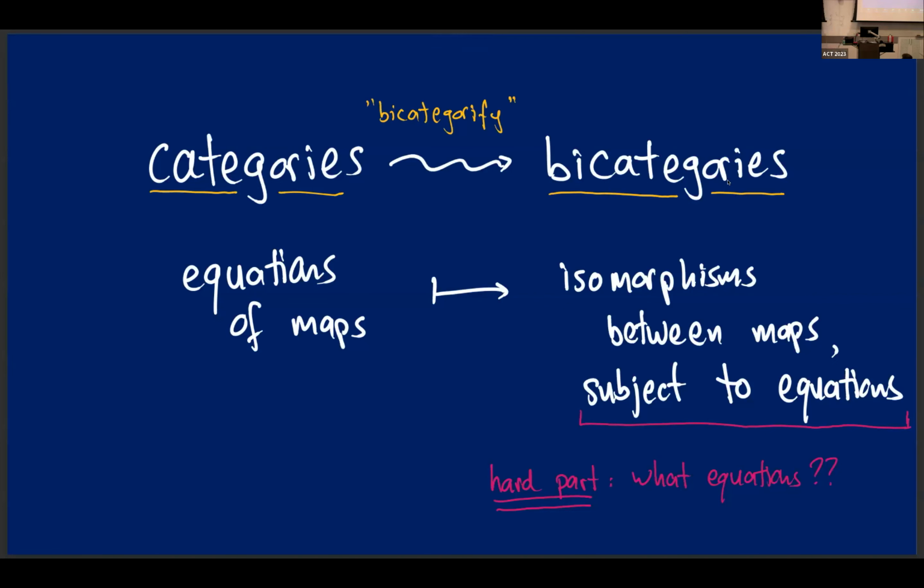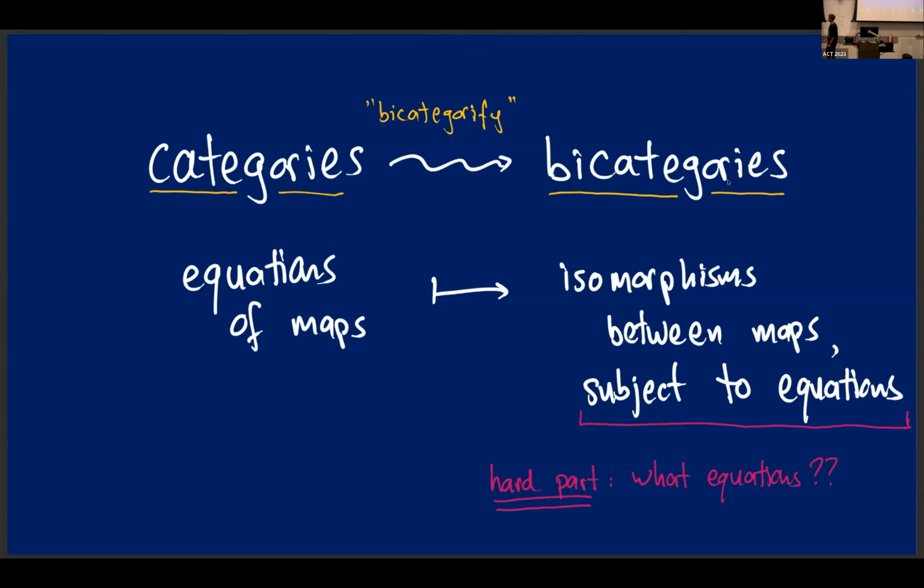The passage from categories to bicategories is taking equations, associativity and unit laws in the case of the previous slide, and replacing them by isomorphisms. And then we have to ask those isomorphisms to be subject to equations themselves. And then the question is, what equations? And that's the really difficult bit.